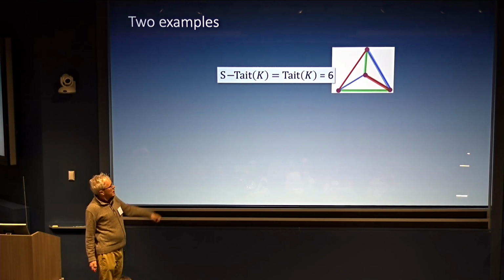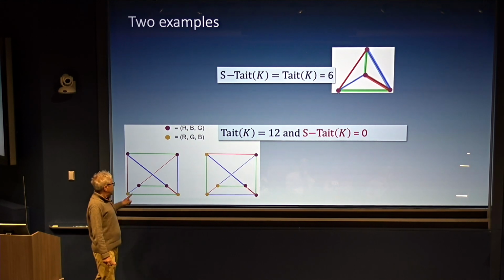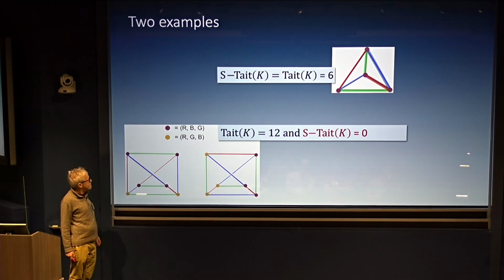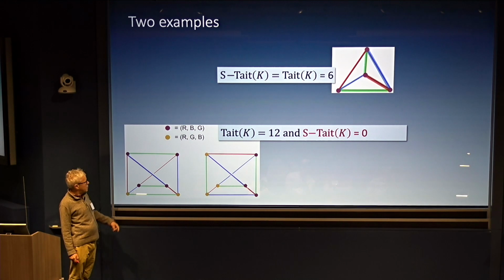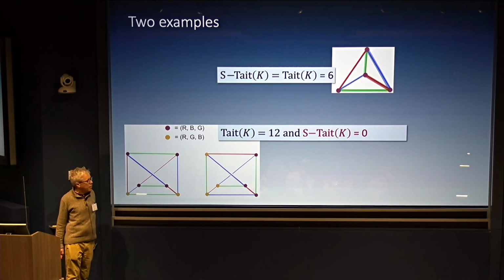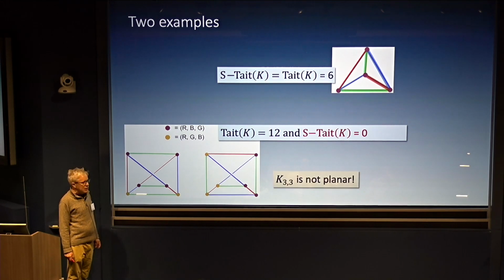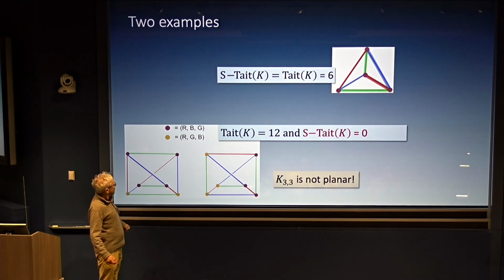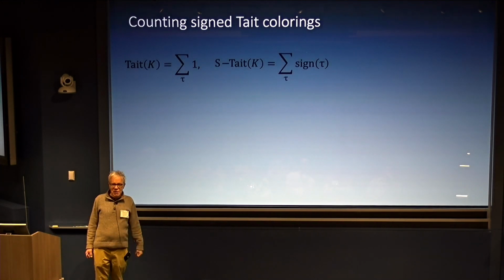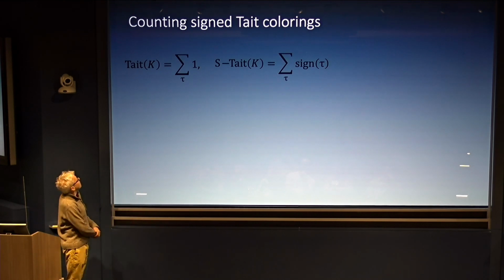This is planar, so all the Tait colorings come with sign 1. There are 6 Tait colorings. This is interesting. This is the complete bipartite graph K33. It has 12 Tait colorings, but they fall into 2 different types. Half of them are even and half of them are odd, and representative ones are there. So the signed Tait count is 0. And if you like, that's a proof that this bipartite graph is not planar. Or you can do the usual thing of drawing 3 houses and 3 utilities and try to connect them up.